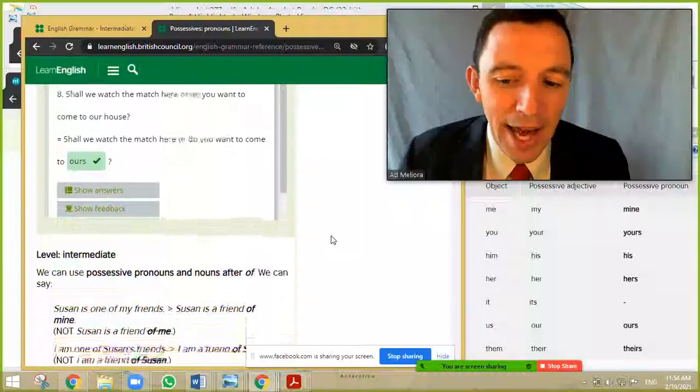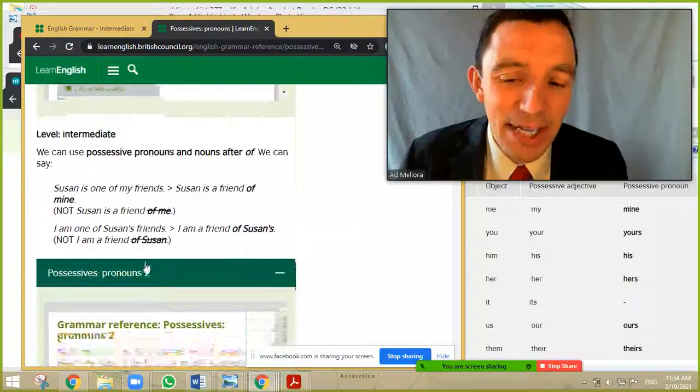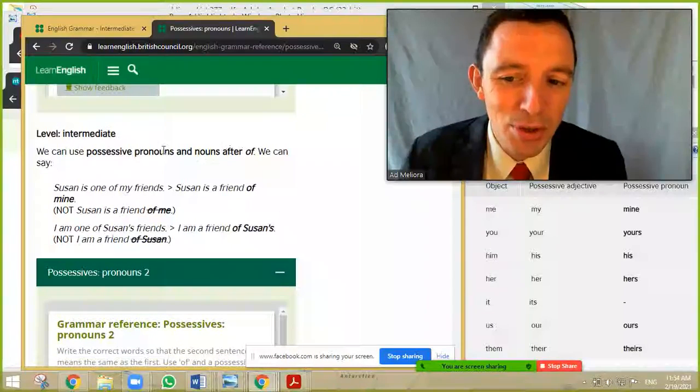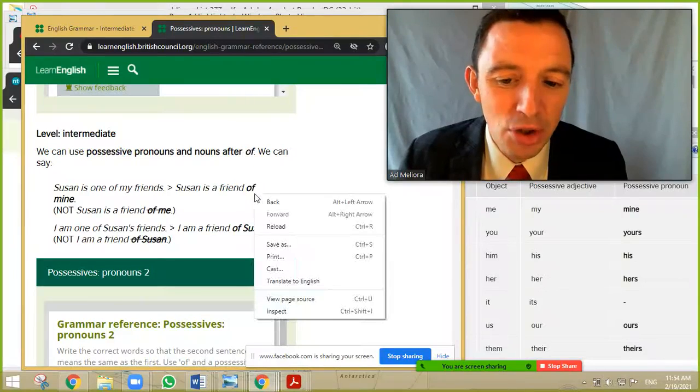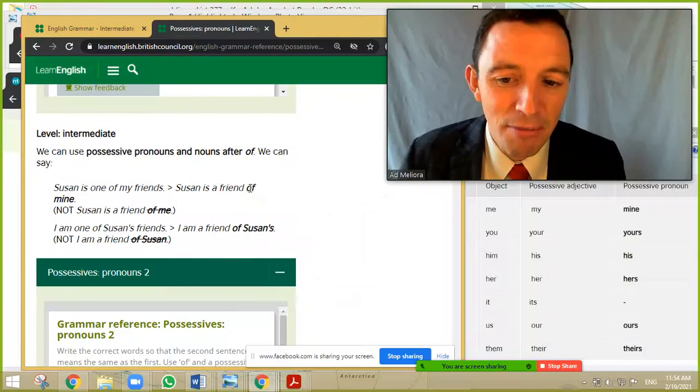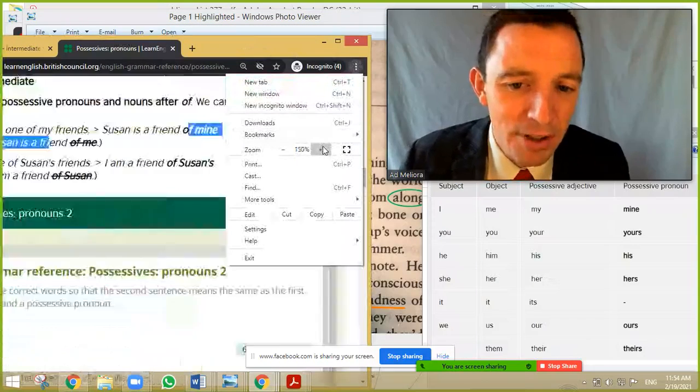Okay, now I think we go to level intermediate. And in the intermediate explanation, it's possible to use the pronoun after of. Okay, so this is very typical in English. Susan is a friend of mine. Okay, so Susan, I'm going to zoom in so you can make it a little bit bigger so we're very clear just to see the first example.